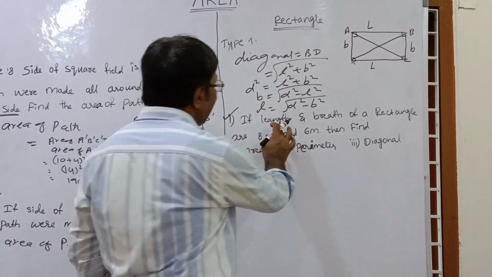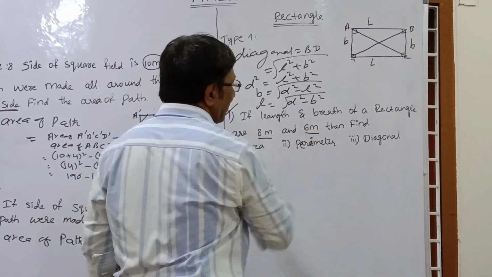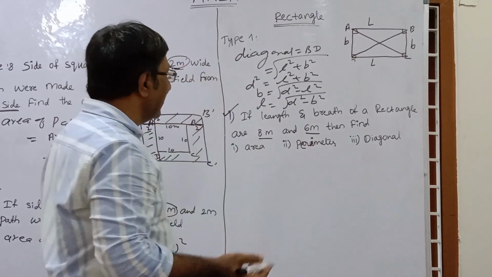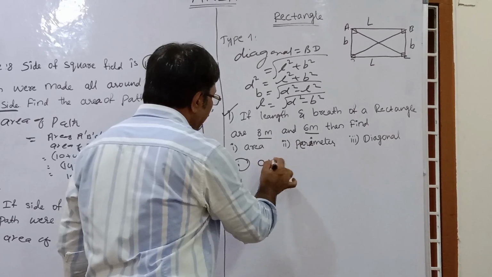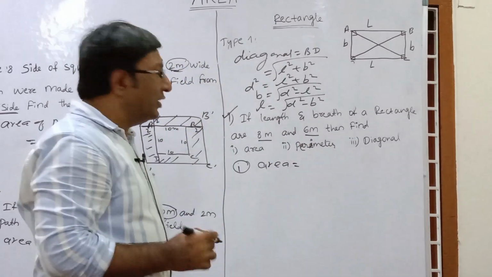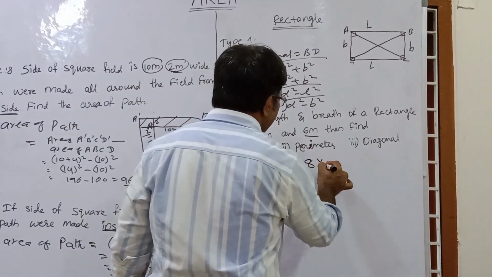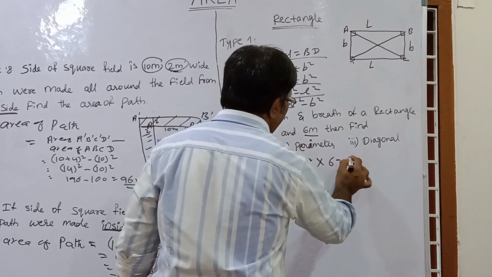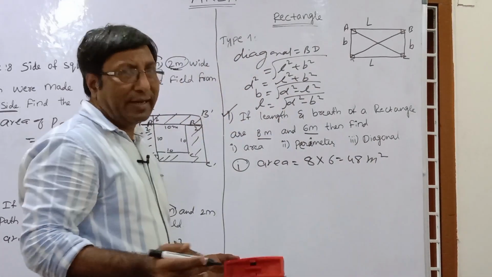Here the length and breadth of a rectangle are 8 meter and 6 meter. We have to find the area. This is the basic question. First is area. We have learned that the area of a rectangle is length into breadth. Length is given 8 meter, breadth is given 6 meter. So our answer is 48 meter square. This is the correct answer.